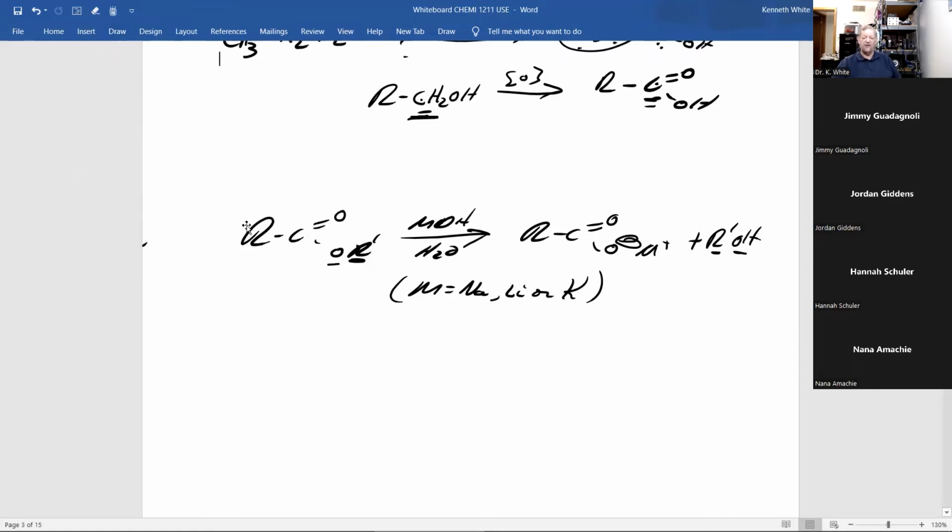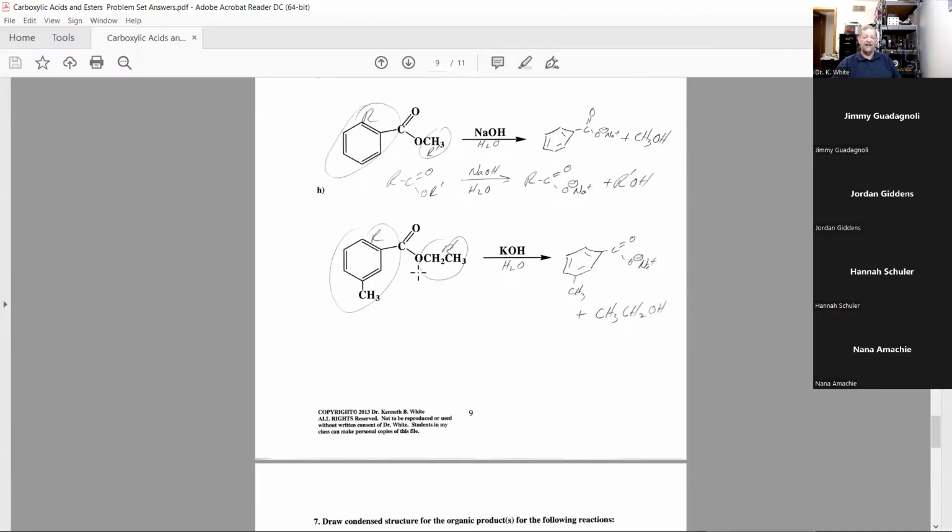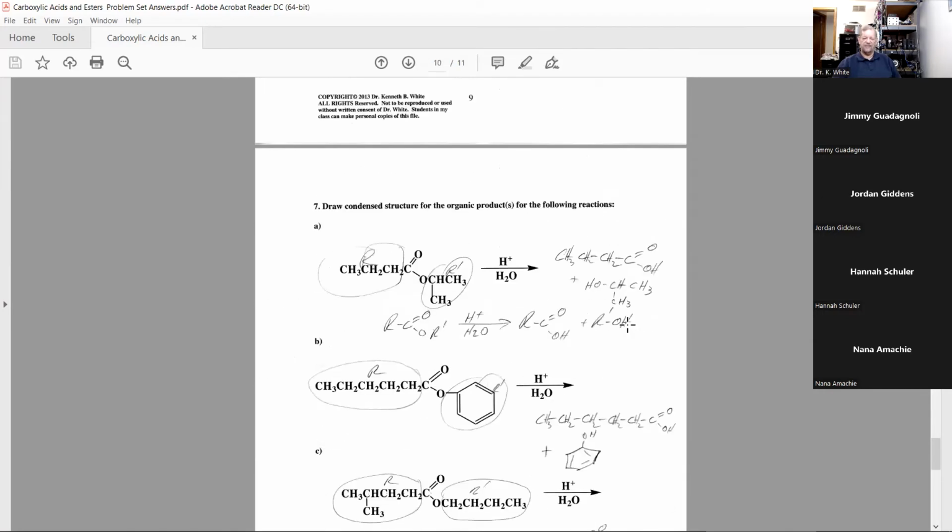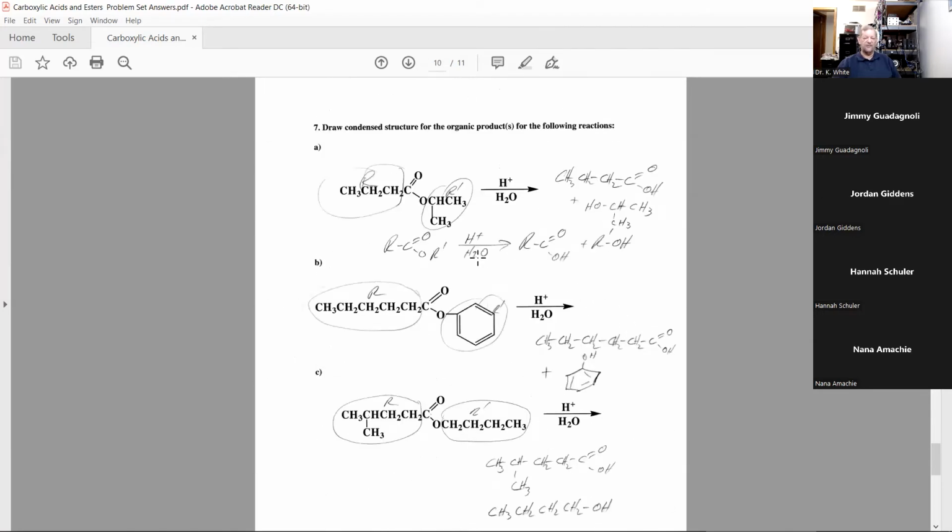So if we go and look at one of these, and I would recommend you look at them all if you have the time, if we look at H, I made a mistake. Here R is the benzene ring with a methyl, R prime is ethyl. You get this carboxylate anion, but where I have Na plus, that should be K plus, and R prime is ethyl. Let's see if I got this one right.